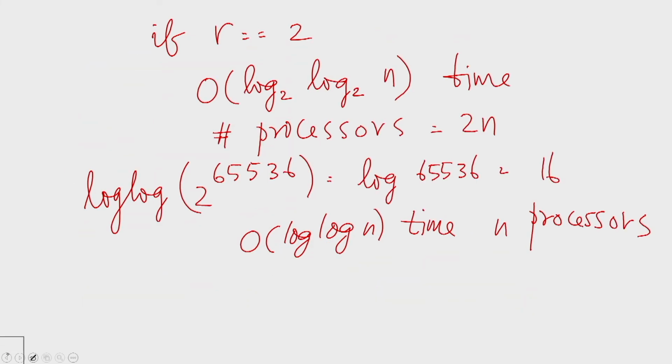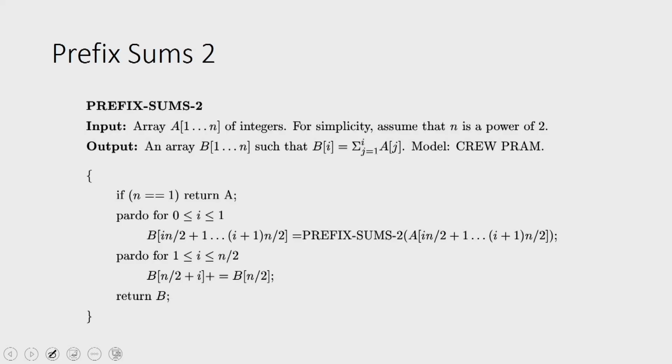So, in general, the algorithm proceeds in this fashion. Given an array of size n, where we assume that n is a power of 2, the algorithm proceeds like this. If n equals 1, return the array as it is. That is, if the input is an array of size 1, nothing is to be done. The array is returned as it is. Otherwise, for i varying from 0 to 1, that is, there are two instances, i equal to 0 and i equal to 1. These two instances are to be executed in parallel. We solve two instances.